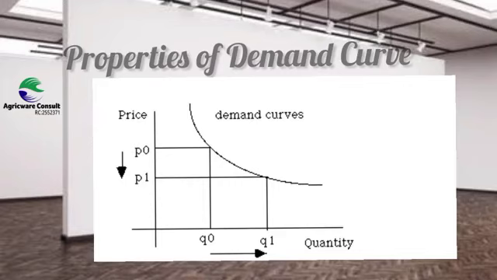Properties of the demand curve. The first one says the demand curve slopes downwards from left to right, just as it is on the board. It slopes downwards. The second one, the demand curve has a negative slope. As price falls, the quantity of commodities demanded increases, and vice versa.